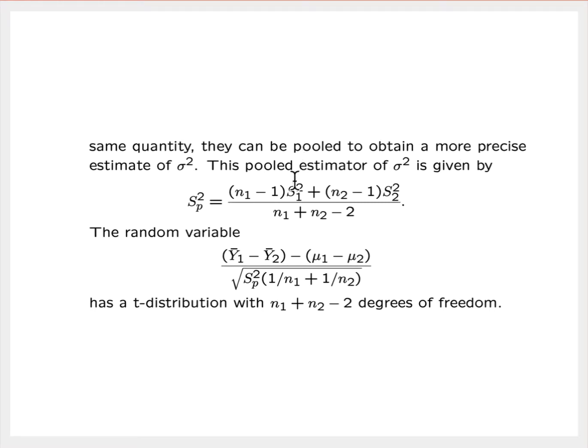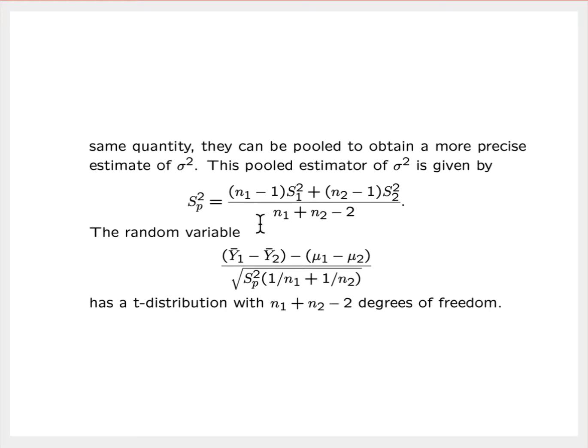And again, because each of these sample variances is an unbiased estimator of sigma squared, and because we're taking a linear combination of those two sample variances, the pooled sample variance is also an unbiased estimator of the common population variance. Now, we can use that along with the mean of the sampling distribution of the difference in the sample means. We can calculate the studentized version of the difference in the sample means.